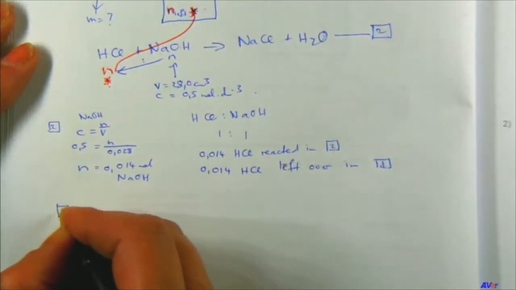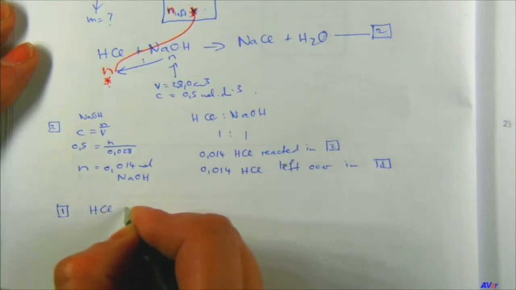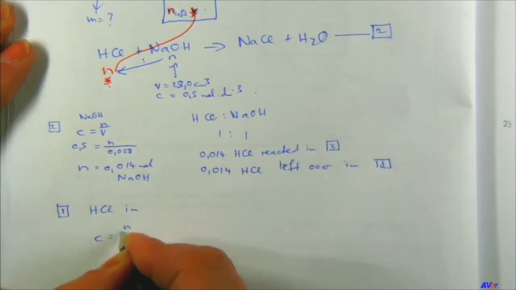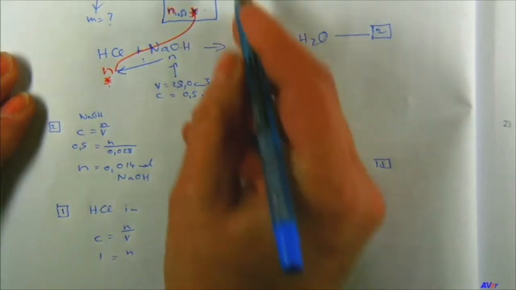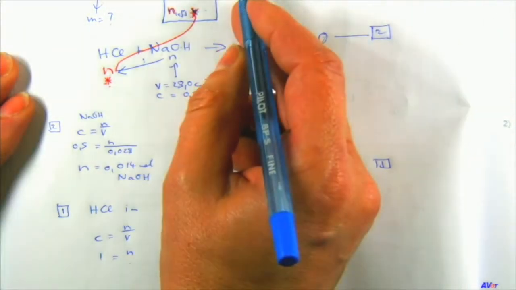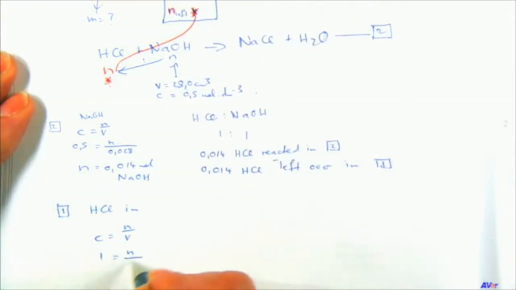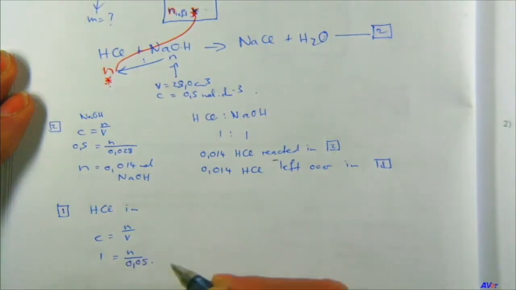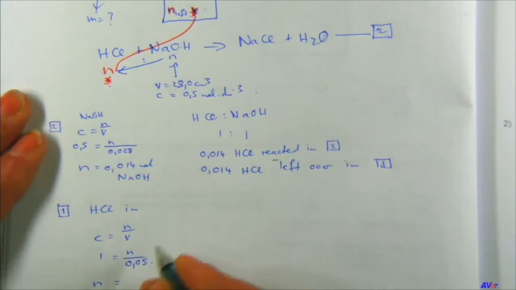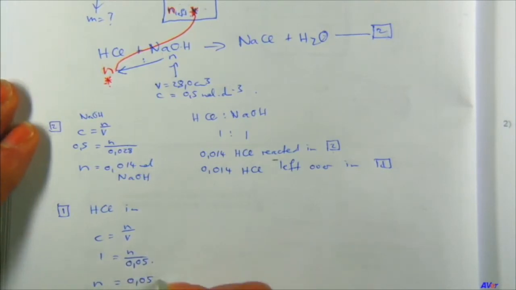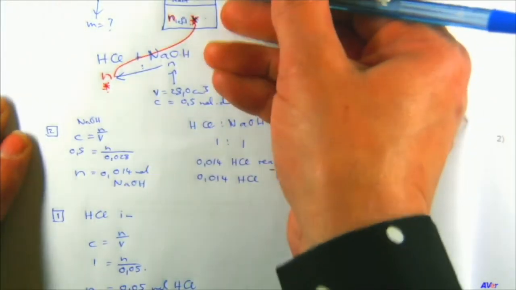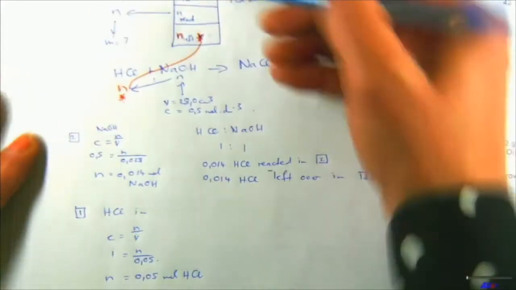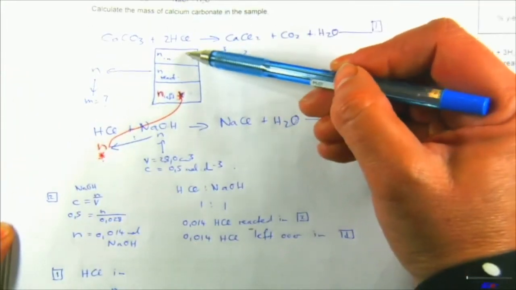And we're going to say, what did I put in? The HCl that I put in, C equals n over V. Concentration that I put in was 1. Volume that I put in, 50 cube centimeters. How do I get decimeters? Divide by 1,000, 0.05. So how many moles did I put in? 0.05 moles of HCl. That was what I put in up there.